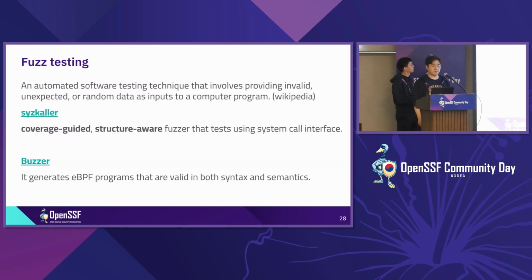I've been using fuzz testing for a few years. Fuzz testing is an automated technique that feeds invalid or random input to a program. Modern fuzzing includes coverage-guided and structure-aware approaches. Tools like Syzkaller and Buzzer extended this for kernel and eBPF fuzzing. Syzkaller is coverage-guided and aware of system calls and kernel structure. Buzzer is aware of both the syntax and semantics of eBPF programs.